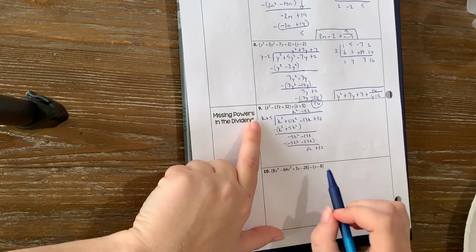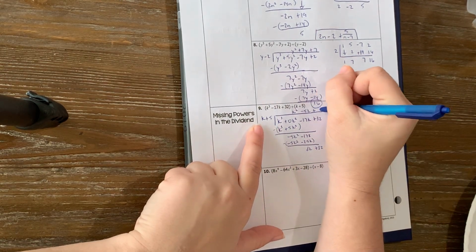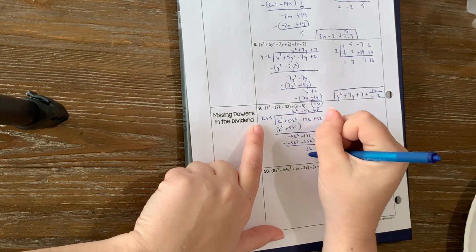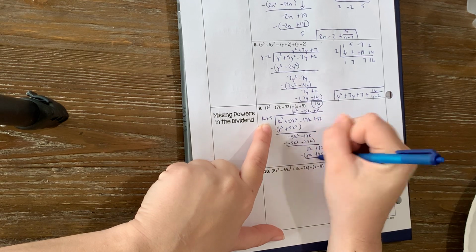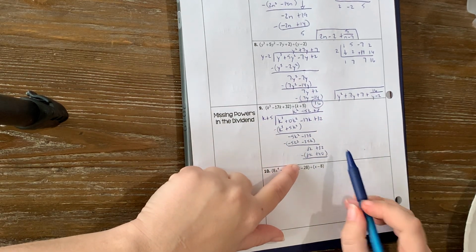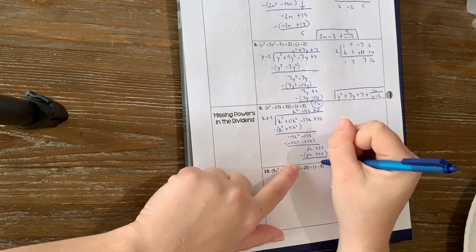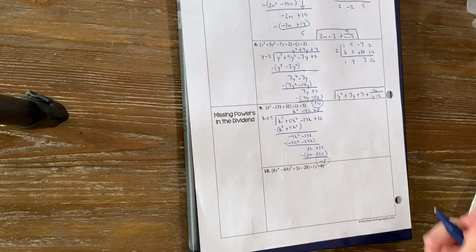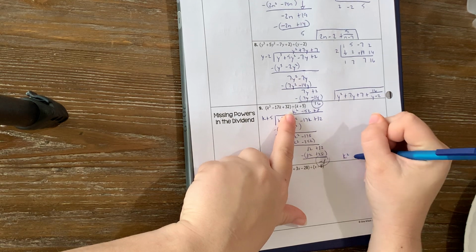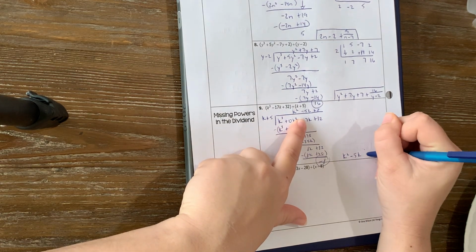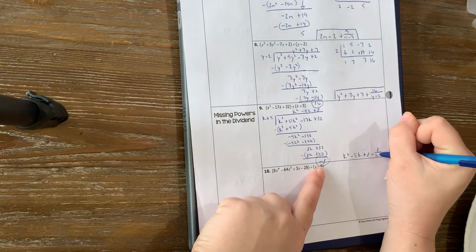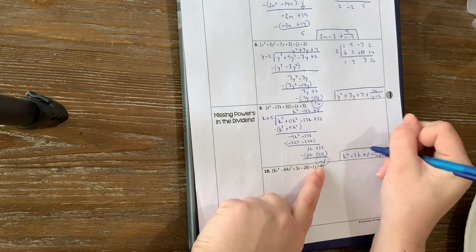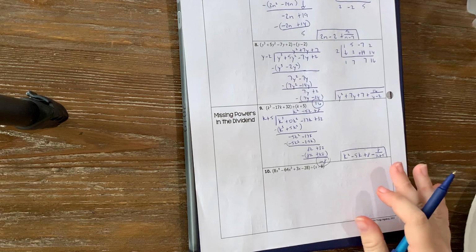What do you multiply times k to get 8k? Multiply times 8. 8 times k is 8k. 8 times 5 is 40. Then we subtract. 8k minus 8k cancels. 32 minus 40 is negative 8. That's our remainder. So we have k squared minus 5k plus 8 minus 8 over k plus 5 as our answer.